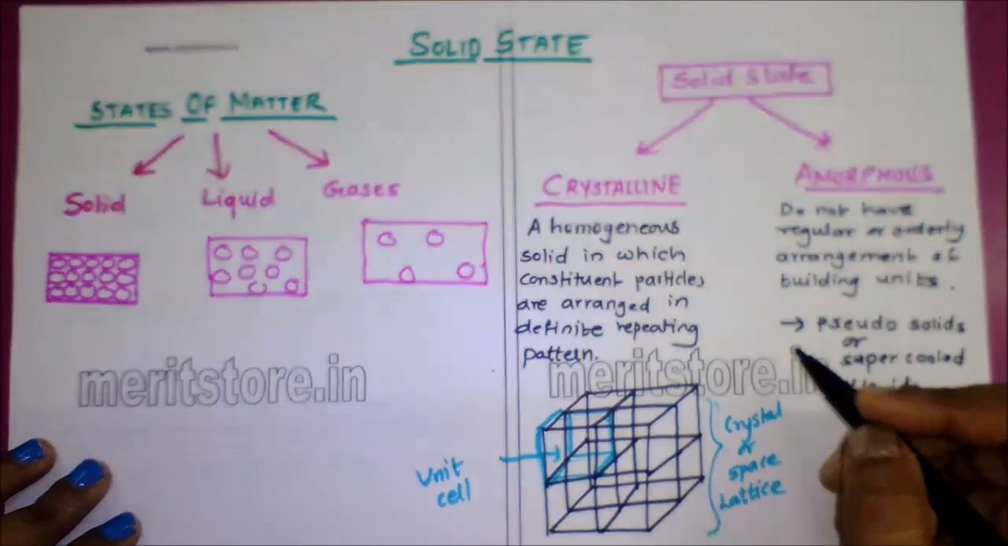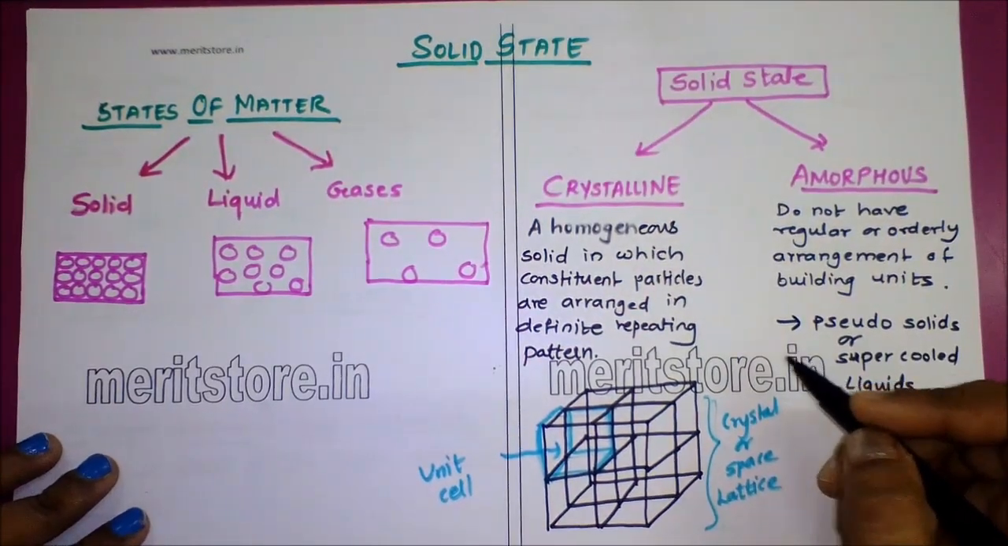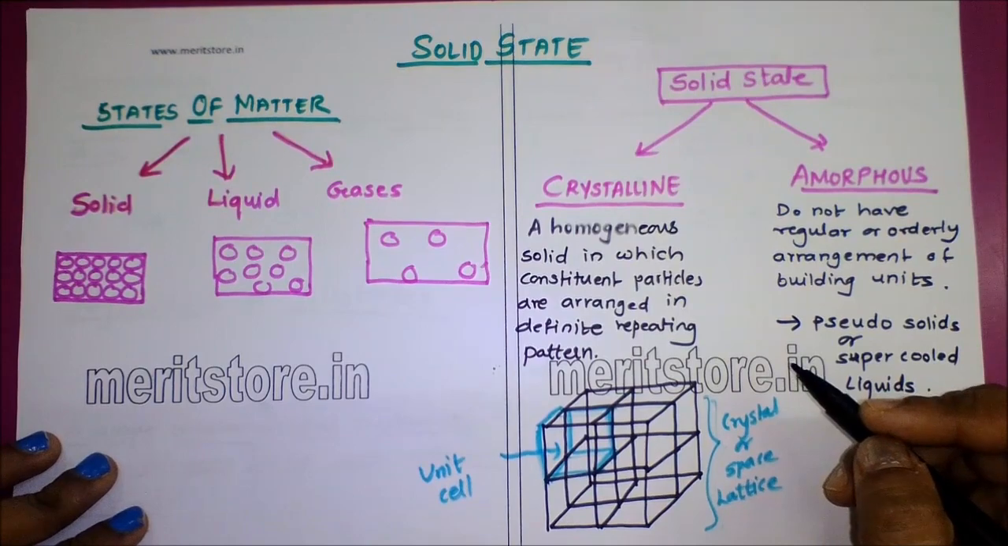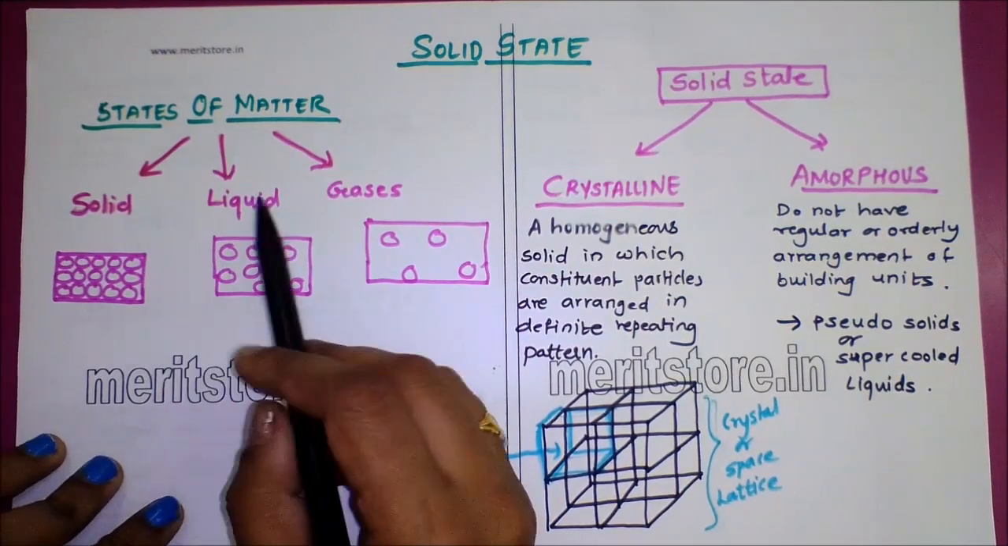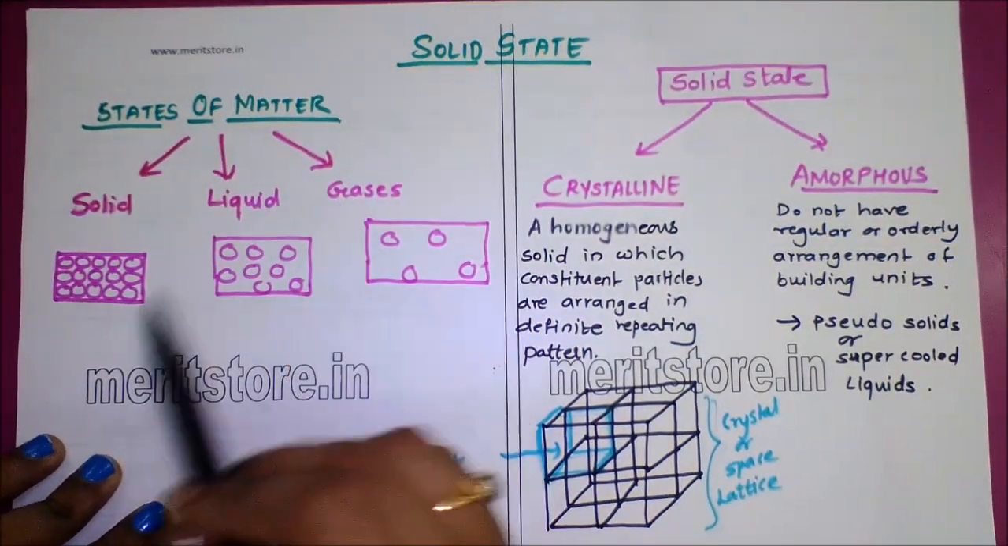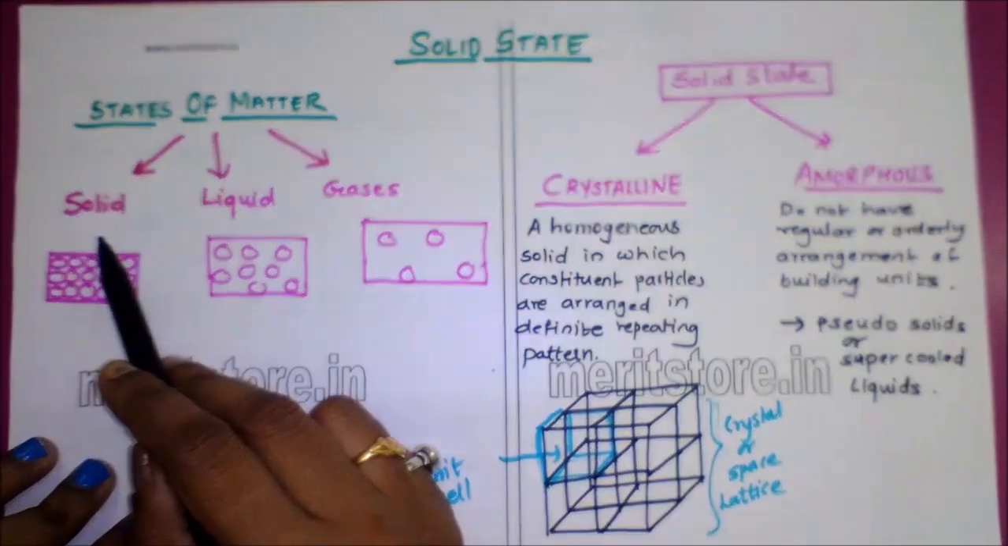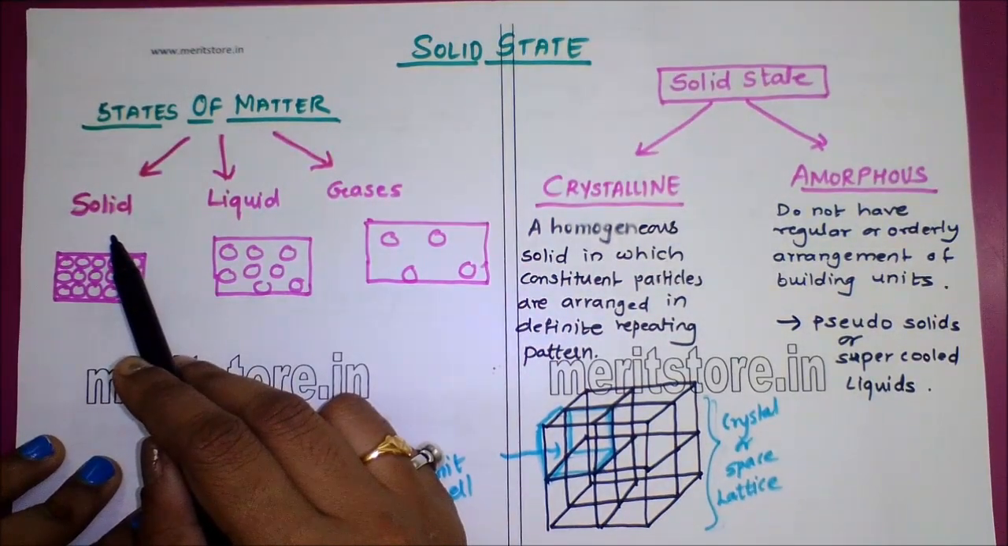Today we'll be talking about the chapter solid state. Let us first talk about the different states of matter. As we know, we have three states of matter, that is solid, liquid and gases. When I talk about the solid state, we say they have definite mass, definite volume as well as definite shape.